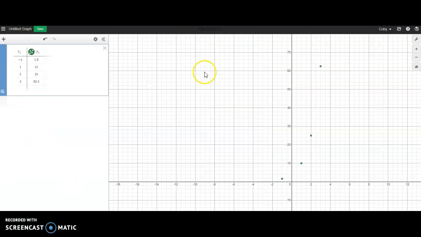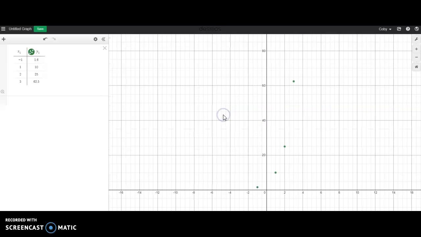Back to the original question we looked at here. This is some data that makes this shape over here. My problem here is I don't know if this is linear, exponential, or quadratic. It's not linear, definitely, because that's not a straight line. It looks like it might be the right side of a parabola.